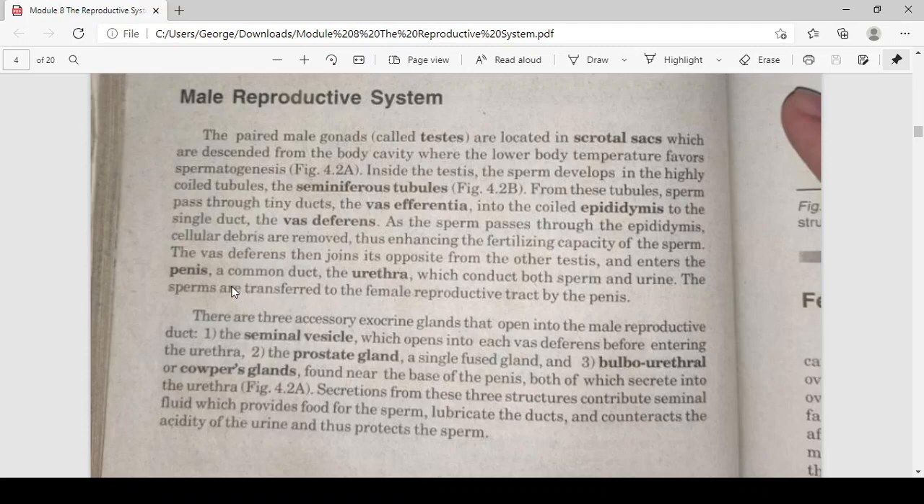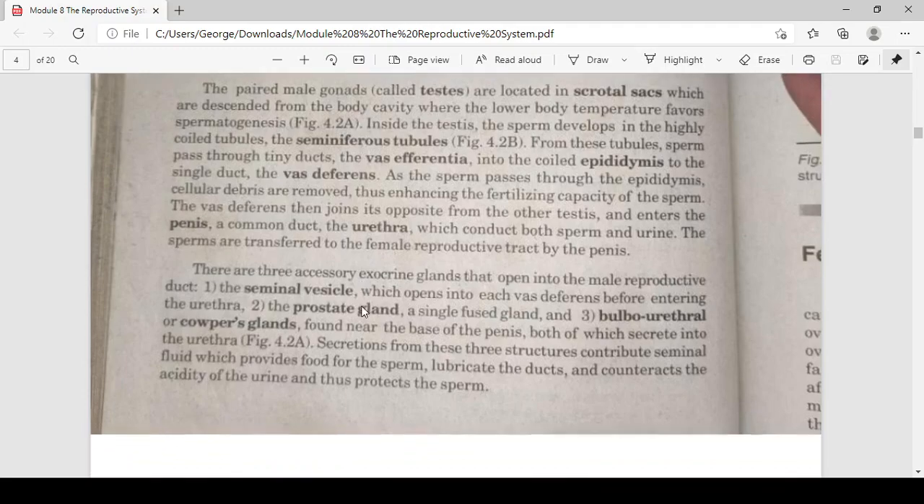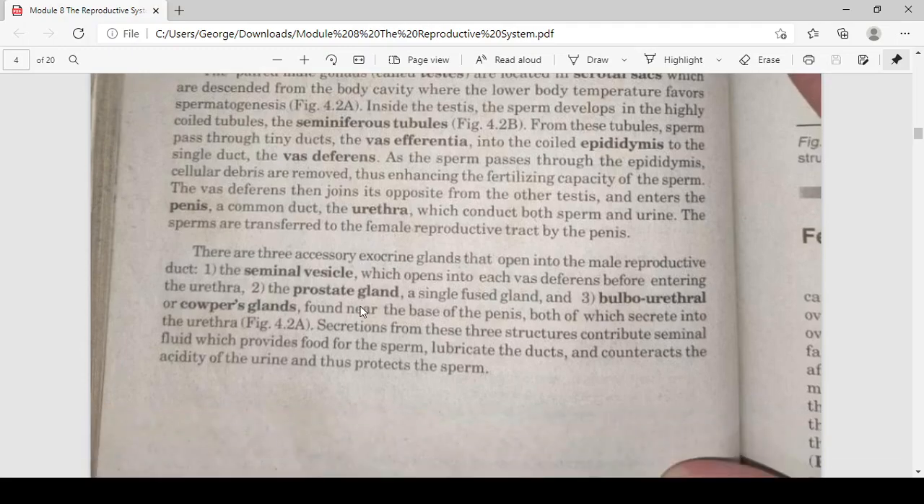The vas deferens then joins the one from the other testis and enters the penis, a common duct, the urethra, which will conduct both the sperm and your urine. The sperm are transferred to the female reproductive tract by the penis. So again, kids, ang urethra na ito, which conducts our sperm and the urine. Tandaan nyo kids, ang alagyan natin for our sperm and urine, isa lang yan. Unlike sa females, nga lain ang for sexual intercourse, lain man ang alagyan for ihi.